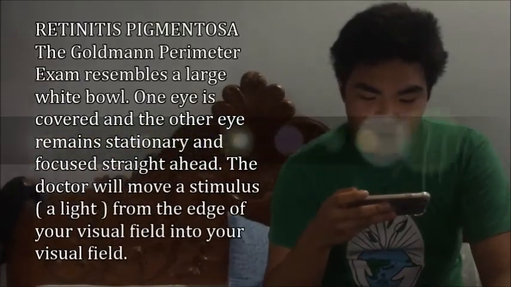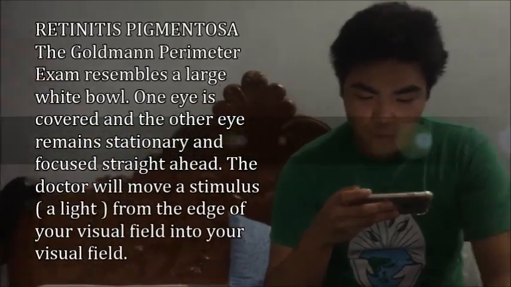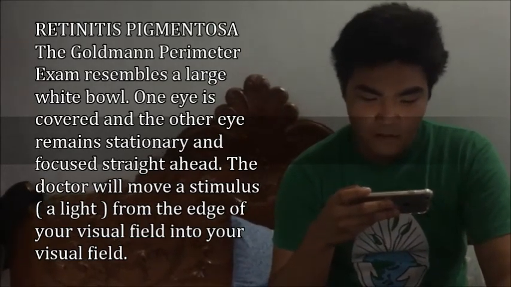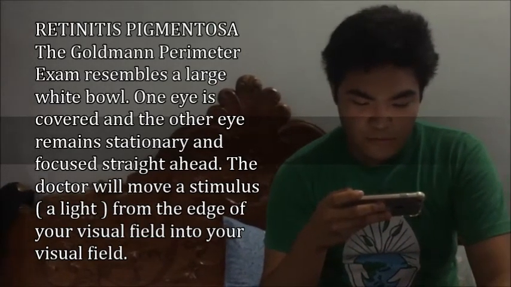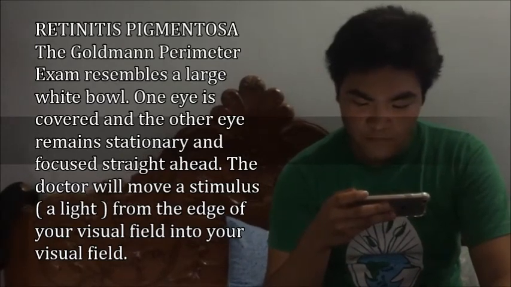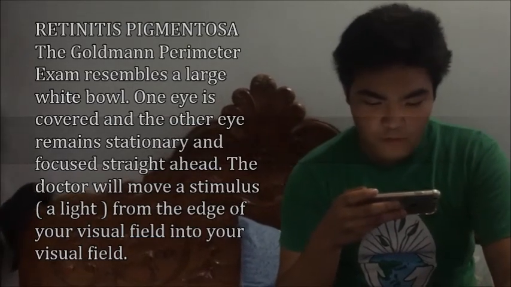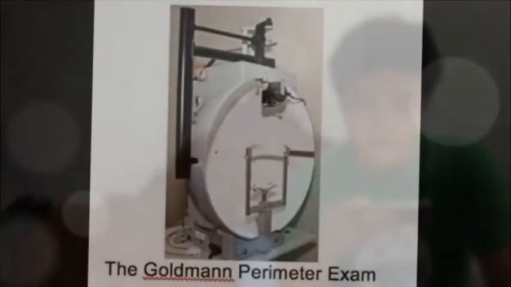The Goldmann perimeter exam resembles a large white ball. One eye is covered while the other eye remains stationary and focused straight ahead. The doctor will move a stimulus from beyond the edge of your visual field. The location at which you first see the stimulus will indicate the outer perimeter of your visual field. The doctor will analyze your exam responses to make a precise map of your visual fields.